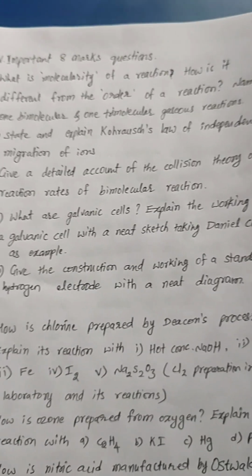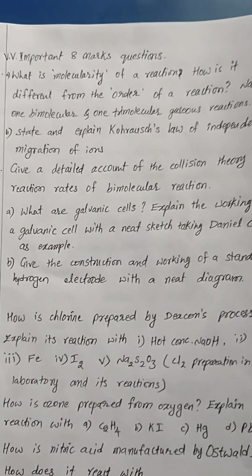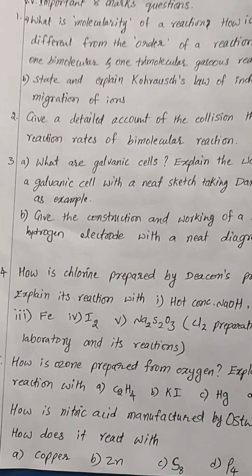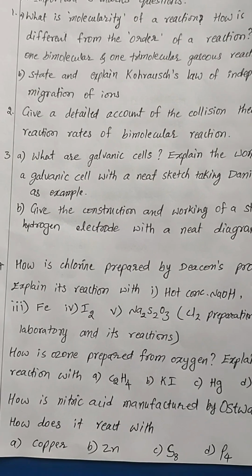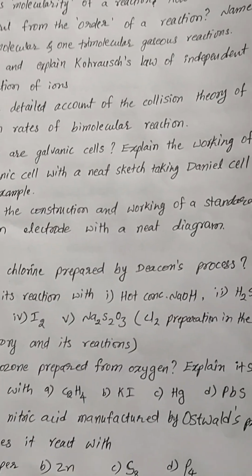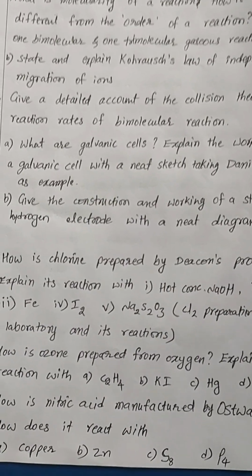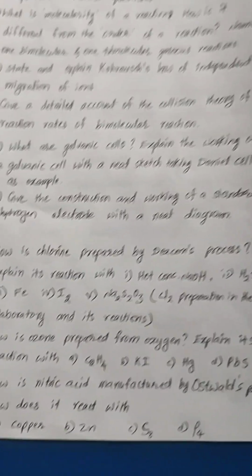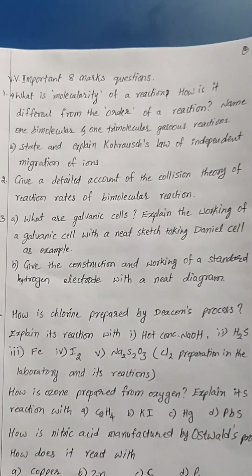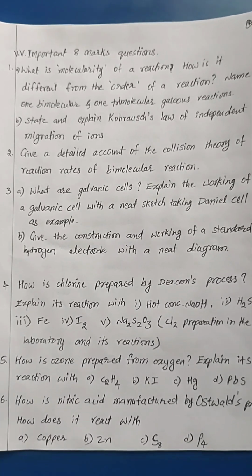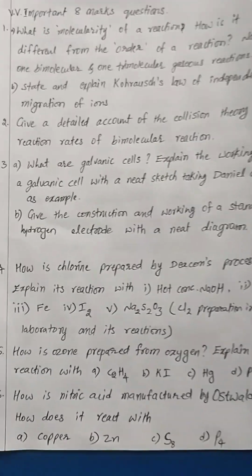In this way, in an 8 marks question, two 4 marks bits may be asked. Second question: give a detailed account of collision theory of reaction rates of a bimolecular reaction. This question has appeared many times for 8 marks itself.